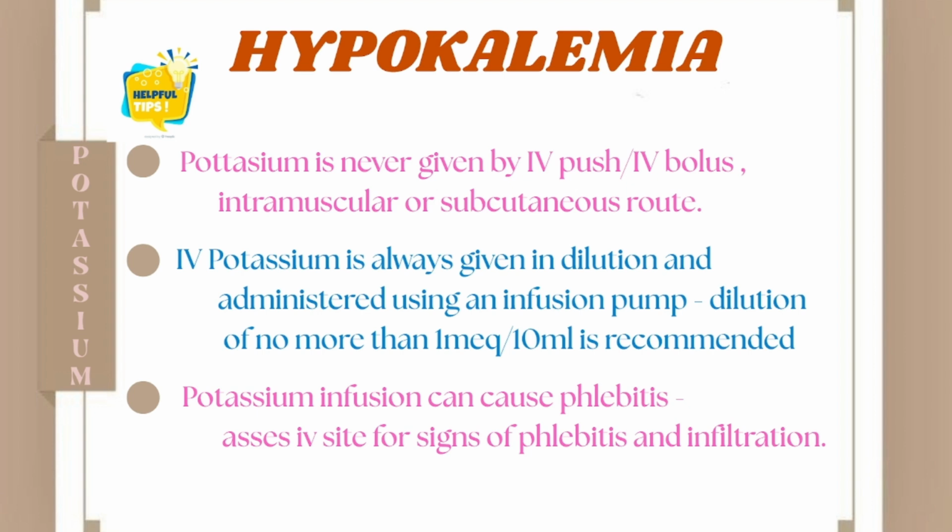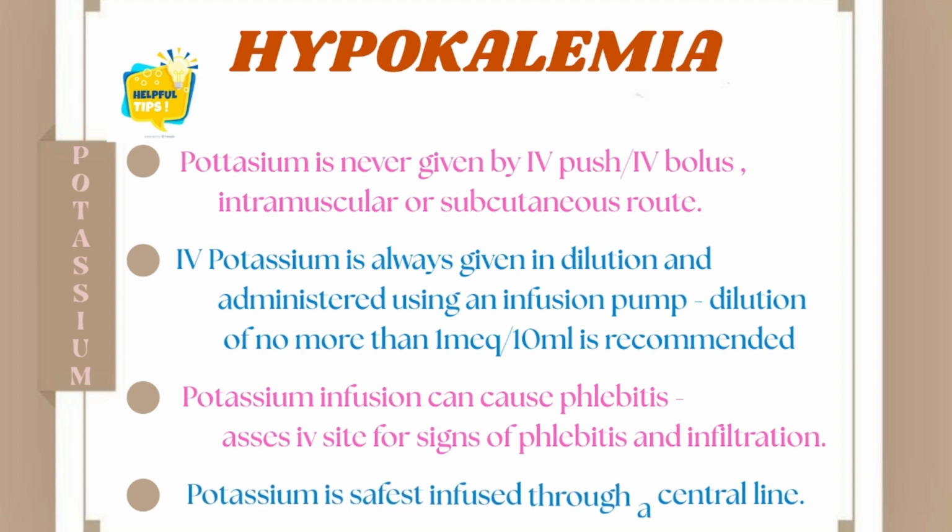Potassium infusion can cause phlebitis. Assess IV sites for signs of phlebitis and infiltration. If we are giving potassium IV, phlebitis can occur, so we have to continuously assess the IV site for signs of phlebitis and infiltration. Potassium is safest infused through a central line, because if potassium is infused through a central line, then the chances of phlebitis and infiltration reduce. So these are the tips that you have to remember whenever you are giving potassium by IV.